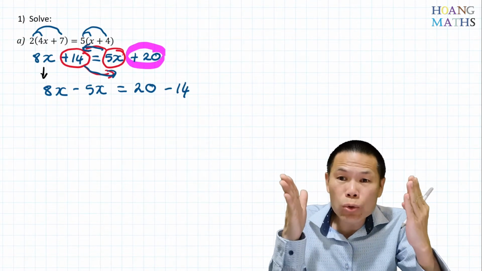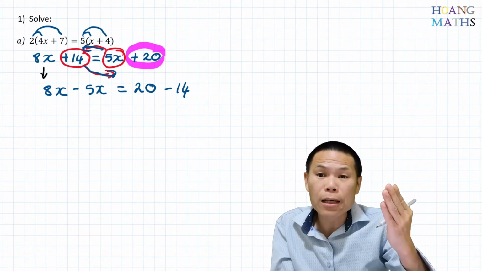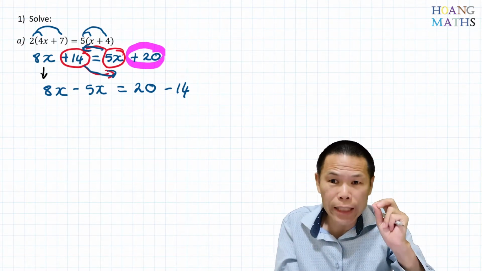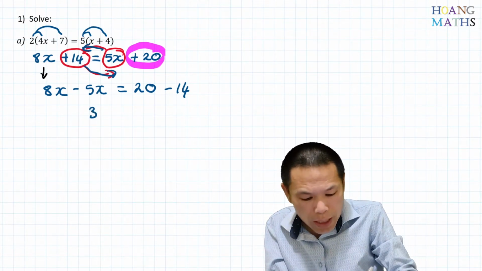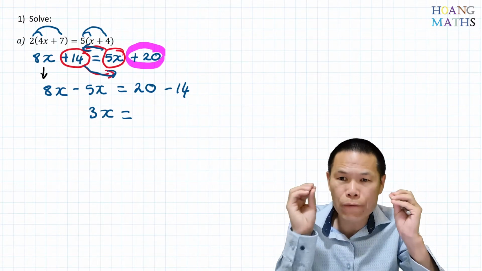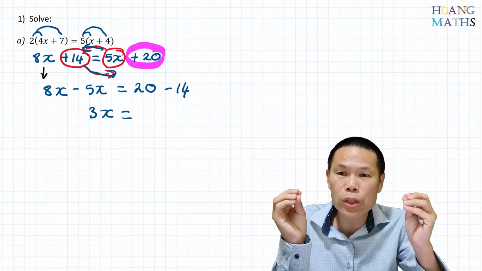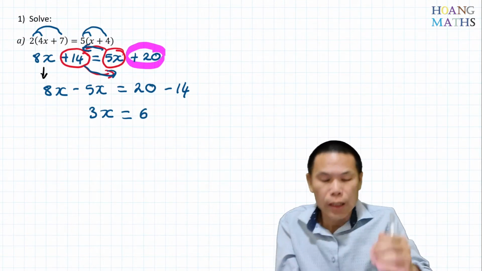So now what I do is collect the like terms. We have 8x minus 5x. 8 minus 5 is 3, so we just write 3x. So it's equal to, now 20 minus 14. 20 minus 14 is 6. So write 6 down. There you go.